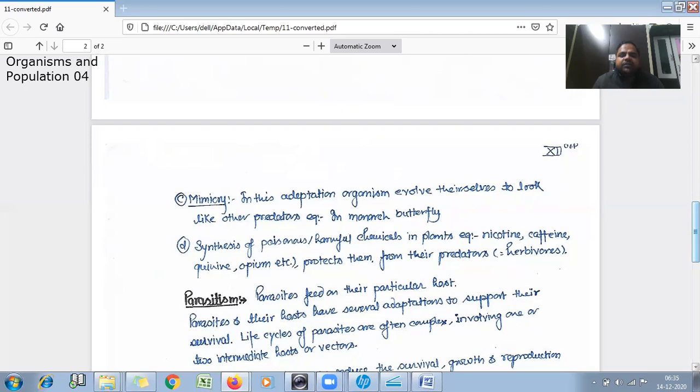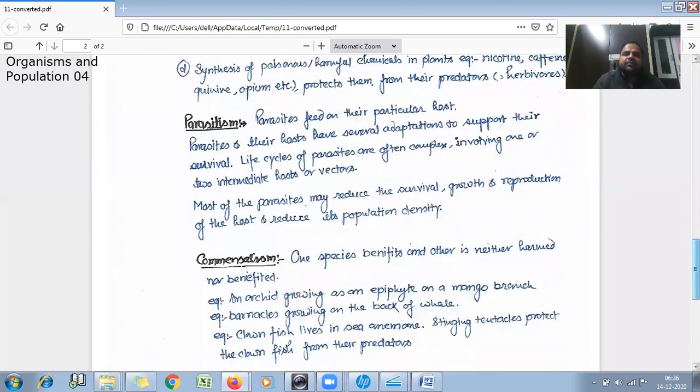And the last is synthesis of poisonous, harmful chemicals in plants. We see that plants produce several harmful or poisonous chemicals in their bodies, such as nicotine, caffeine, quinine, opium, etc. They protect themselves from their predators, and the predators are herbivores.